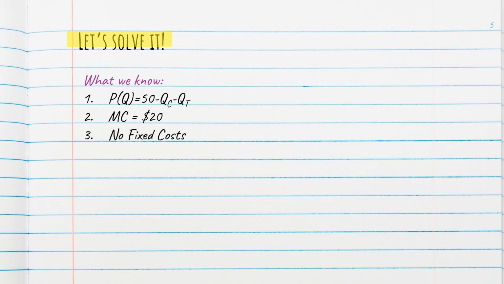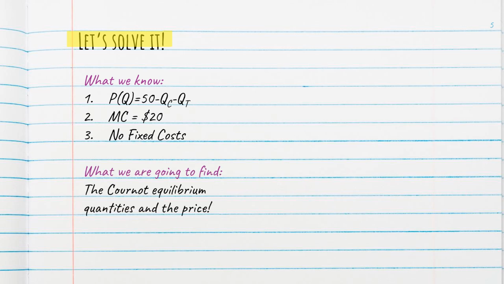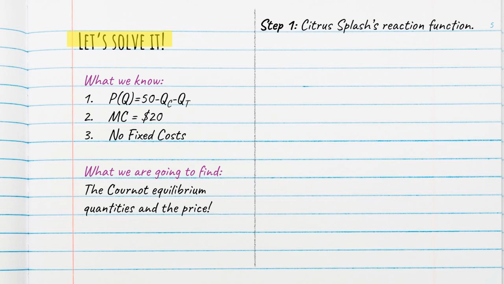Let's solve this question. Here's what we know. We have the inverse demand curve, marginal cost, also information about fixed costs. Our goal is to find the Cournot equilibrium quantities as well as the market price. The first thing we're going to do is solve for Citrus Splash's reaction function. To do that, we're going to use profit maximization, which means ultimately we're going to set their marginal revenue equal to marginal cost. So we need to start by finding total and marginal revenue for Citrus Splash.